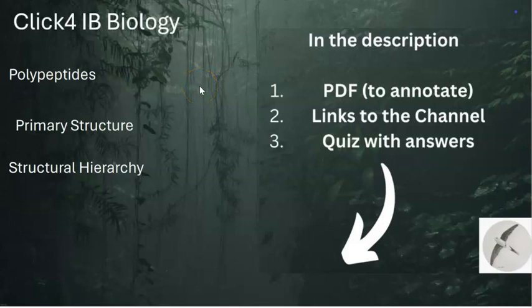Quick look for IB biology. We're now moving on to look at chains of amino acids called polypeptides and their structural organization. Our first consideration is going to be what is called the primary structure, and then we'll consider that against the other types of structure which we'll be studying in later videos.